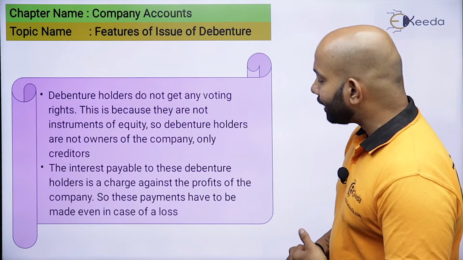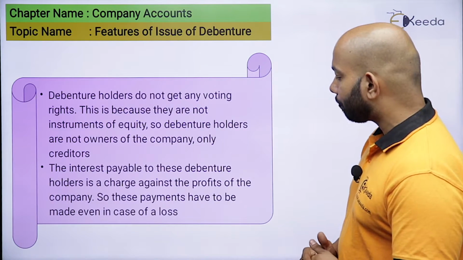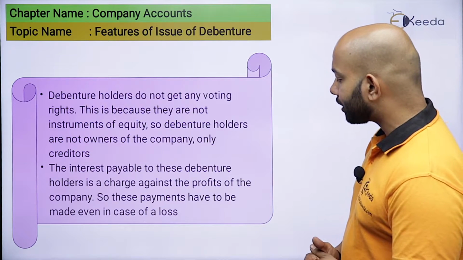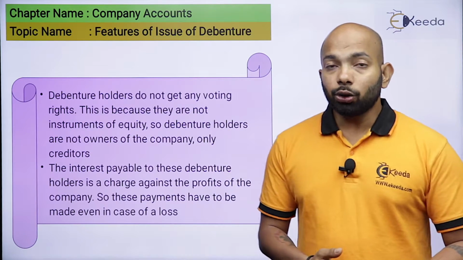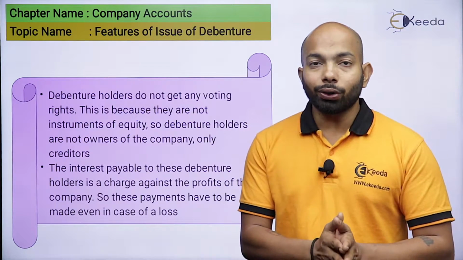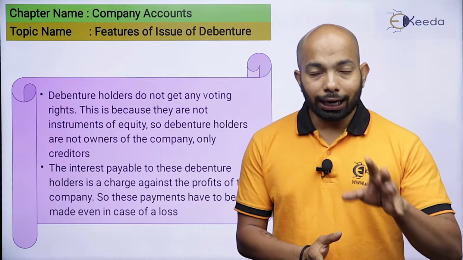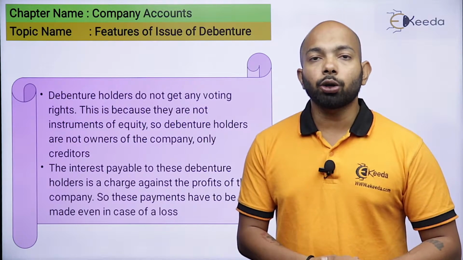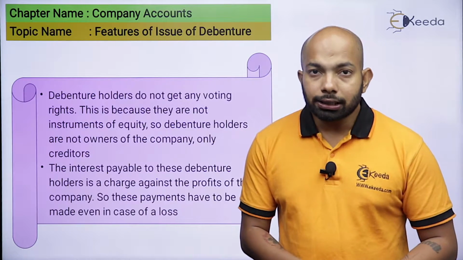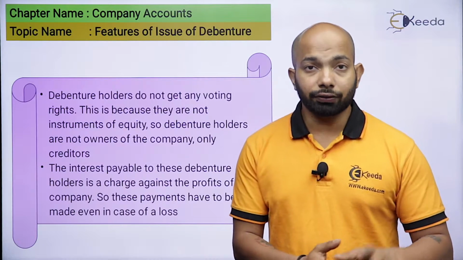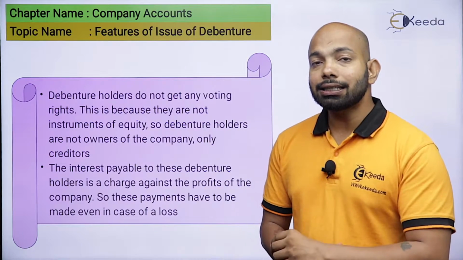The interest payable to these debenture holders is a charge against the profit of the company, so these payments have to be made even in the case of a loss. As we know, dividend is provided only in the case of profit. Unlike that, interest is not liable to be paid only when the company is making profit. If the company is making loss, this interest is supposed to be paid.